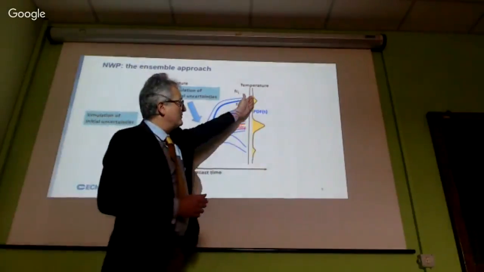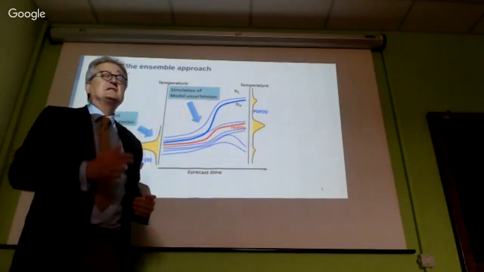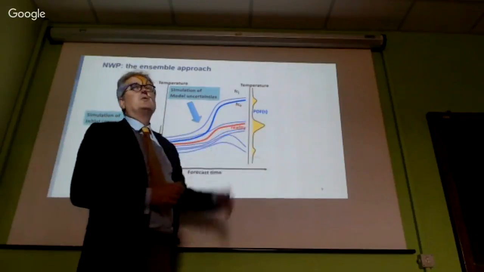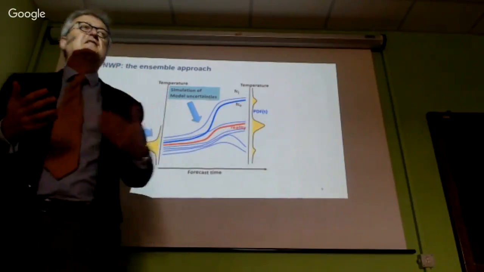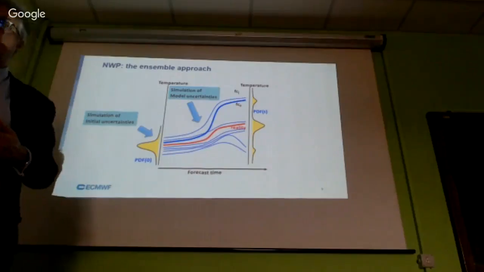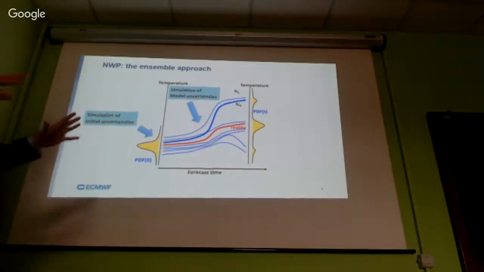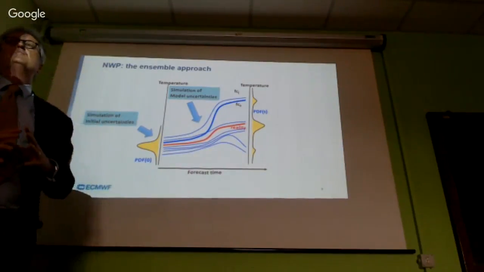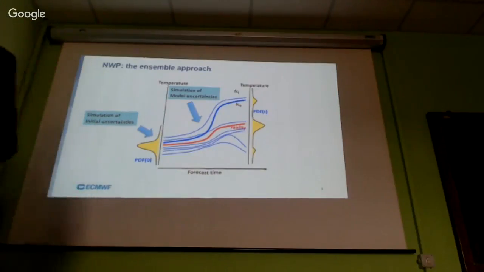And by knowing the forecast of the probability density function of future states, we can assess whether extreme cases, for example, can occur. Okay. So these 4 slides should have given you a background of what it means to do numerical weather prediction.